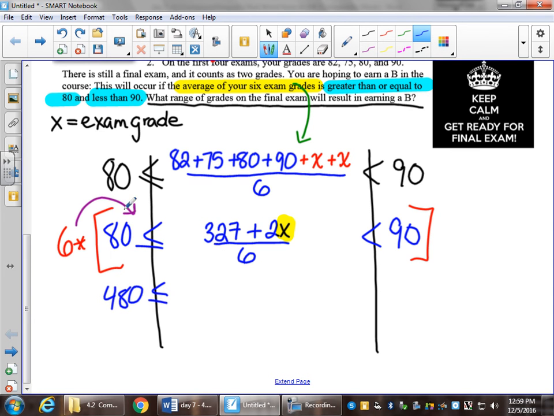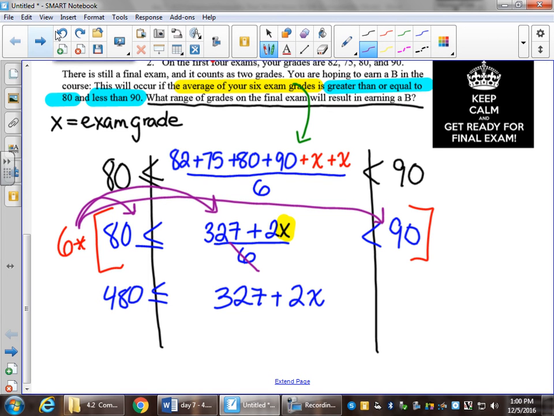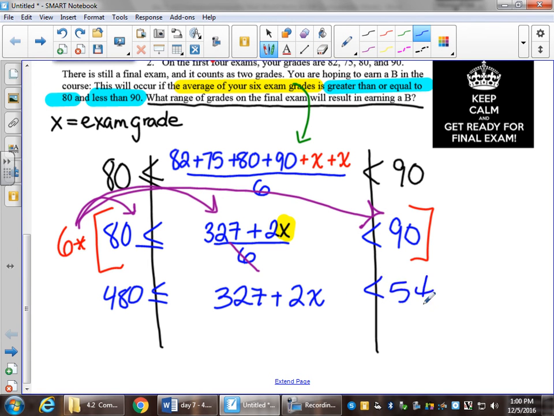Less than or equal to 6 times this. Multiplying by 6 and dividing by 6 cancel out. So I'm just left with 327 plus 2x. And then 6 times 90. I can't really draw that arrow nicely. Good enough. 6 times 90 we get is less than 540.